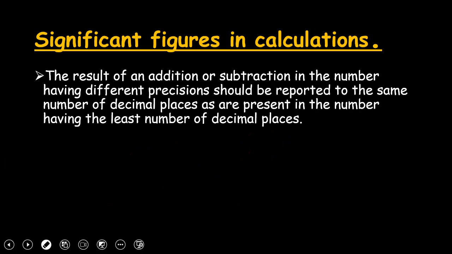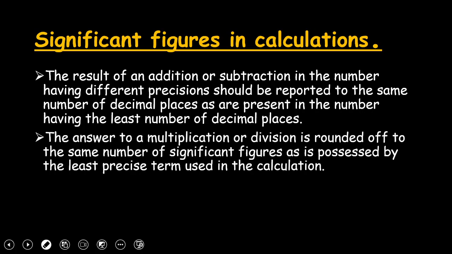Let's look at the second rule. The second rule says that the answer to a multiplication or division is rounded off to the same number of significant figures as is possessed by the least precise term used in the calculation. What do we mean by this? Let's say we have two numbers, and we are multiplying or dividing. Multiplication goes together with division.